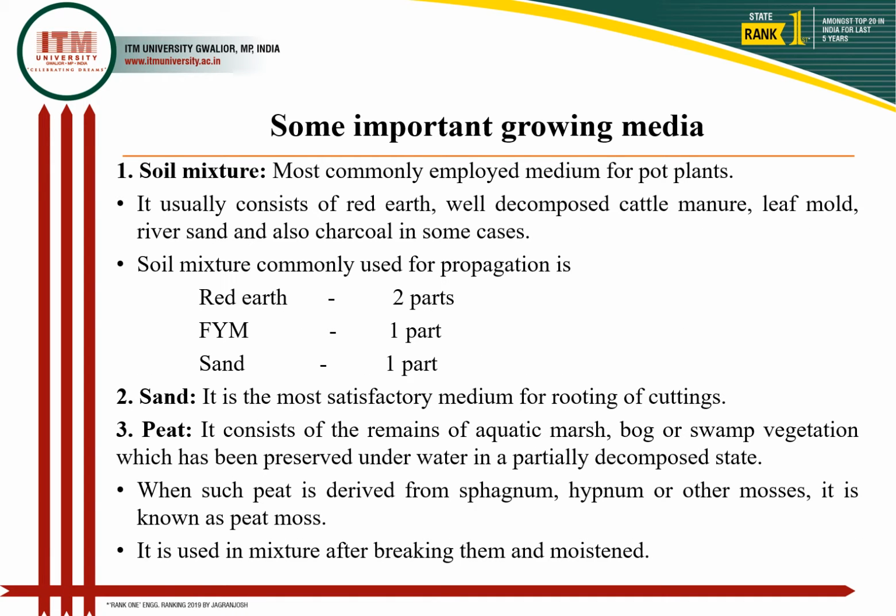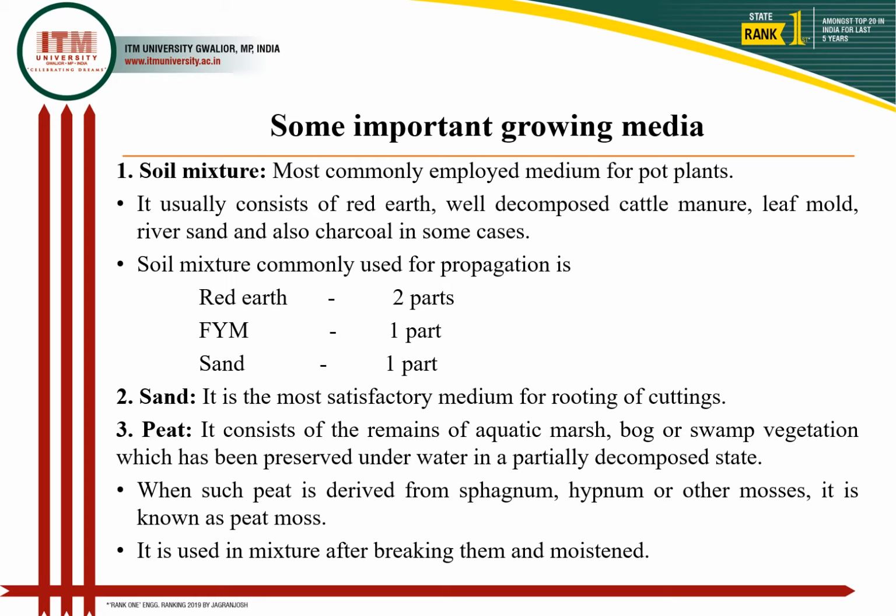So some of the important growing media include soil mixture. It is the best and most common media that is used for potted plants. And it should include 2 parts of red earth, 1 part FYM and 1 part of sand. And the sand itself is a pure growing media and is used for cutting and rooting.